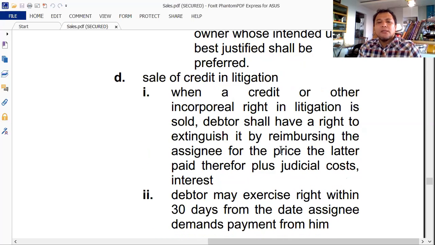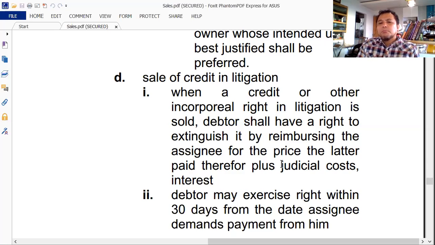Now, the sale of credit in litigation. What is this? When a credit or other incorporeal right in litigation is sold, the debtor shall have a right to extinguish it by reimbursing the assignee for the price the latter paid, plus judicial costs and interest. So this is a proof of credit, no? And it is under litigation and it is sold.